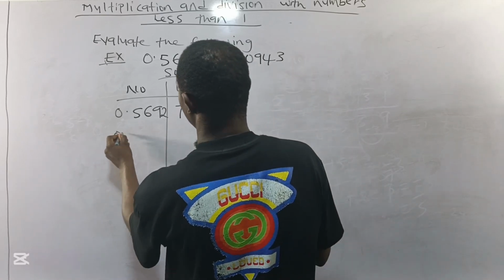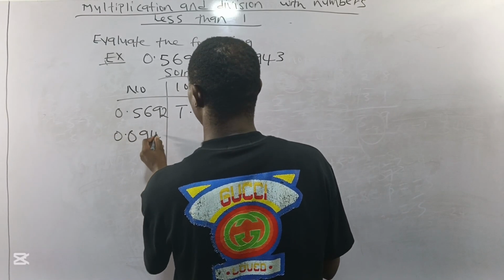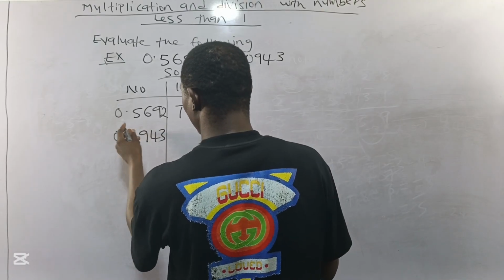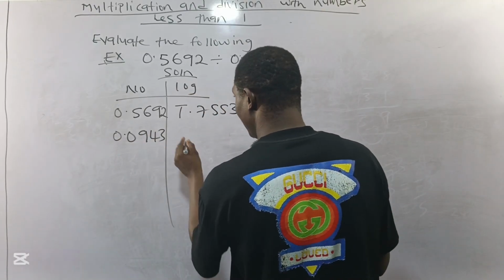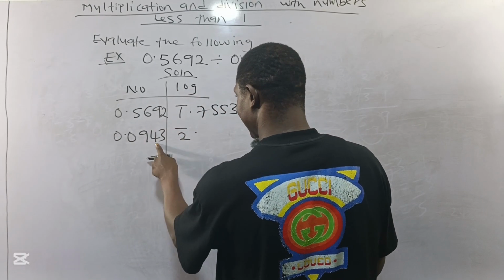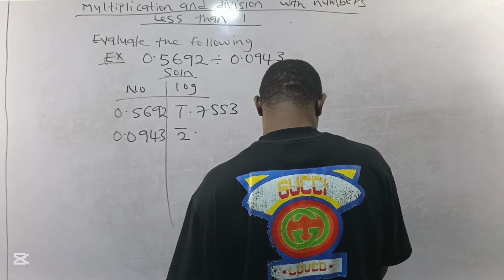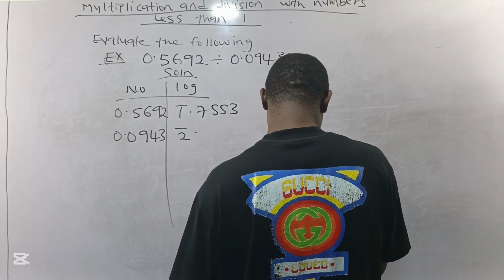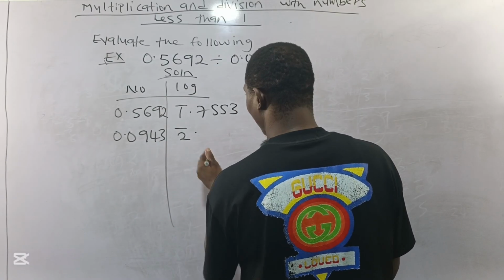Then we do the other one, 0.0943. We have 2 zeros before the real number, which is 9. So we have bar 2. 94 under 3 gives me 9745.